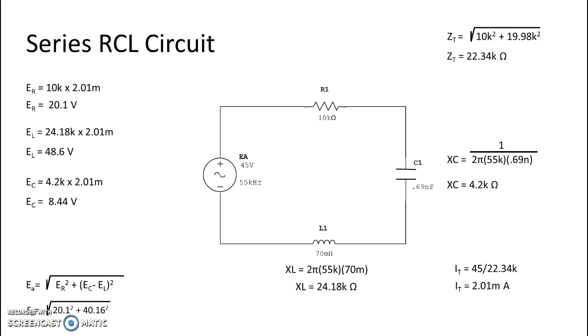And then, of course, we square both of those and then take the square root, and you should come within hundredths, maybe tenths of 45 volts. All right, and that's all there is to it. That is a series RCL circuit calculations.